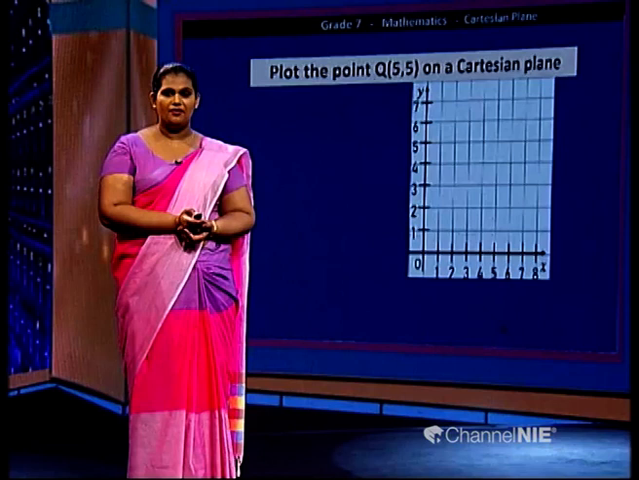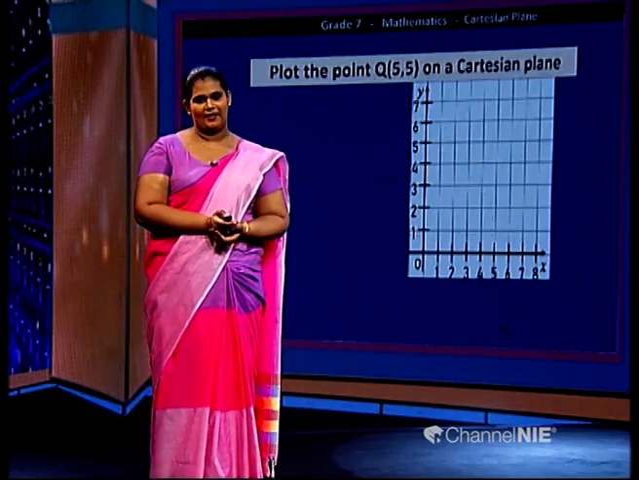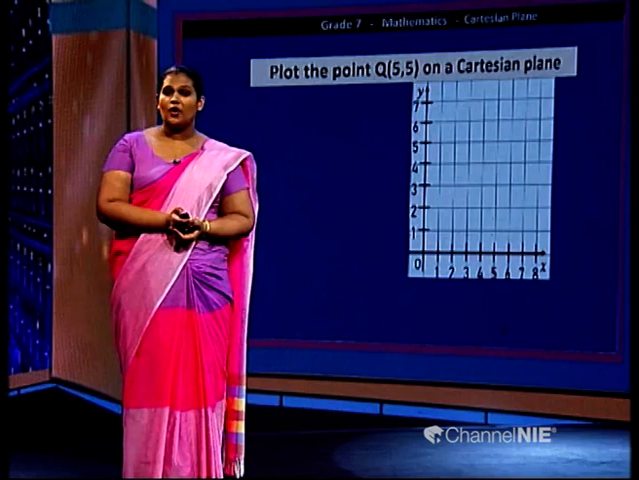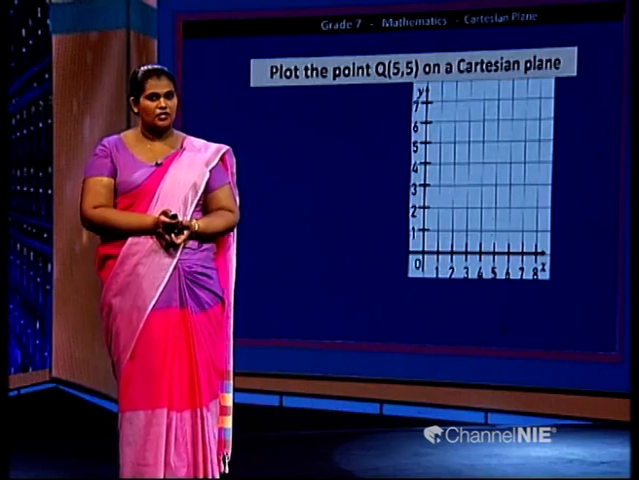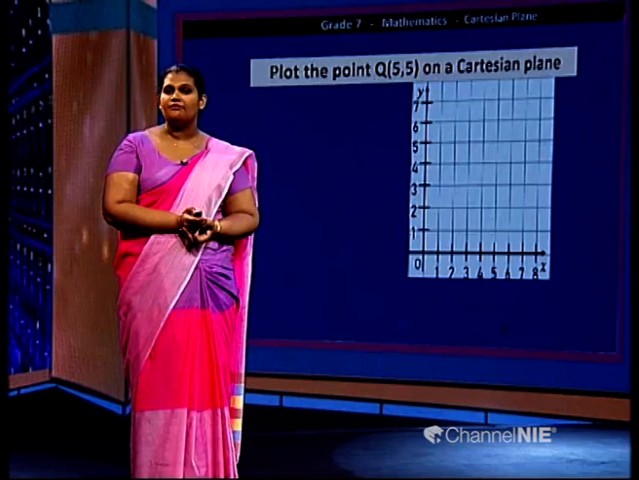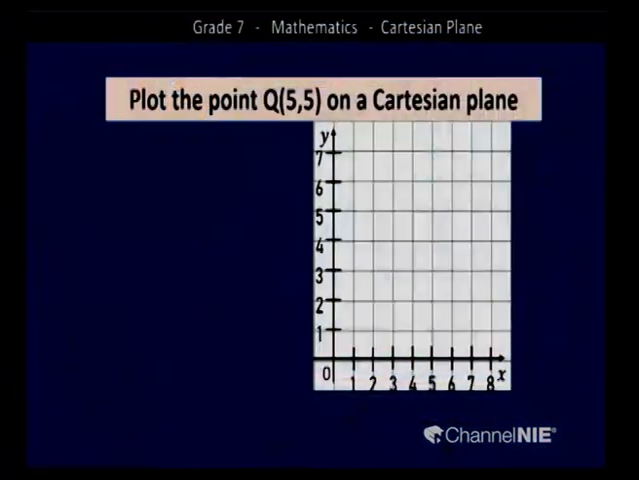So, let us mark another point on a Cartesian plane. This is the point Q. We will read the question. Plot the point Q (5, 5) on a Cartesian plane. Now, we have point Q, that means the name of the point is Q. The coordinates are (5, 5), that means the x coordinate is equal to 5 and the y coordinate is equal to 5. So, these are the x and y coordinates.